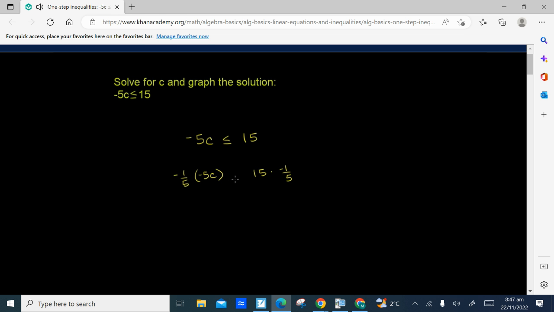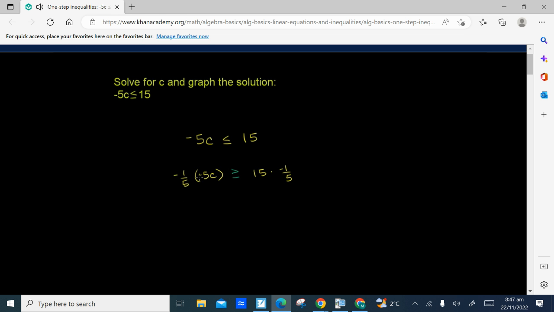Now I didn't draw the inequality here, because we have to remember, if we multiply or divide both sides of an inequality by a negative number, you have to flip the inequality. And we are doing that. We are multiplying both sides by negative 1/5, which is the equivalent of dividing both sides by negative 5. So we need to turn this from a less than or equal to a greater than or equal. And now we can proceed solving for c.